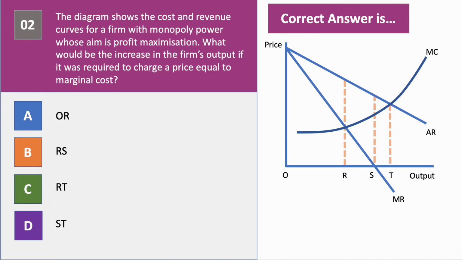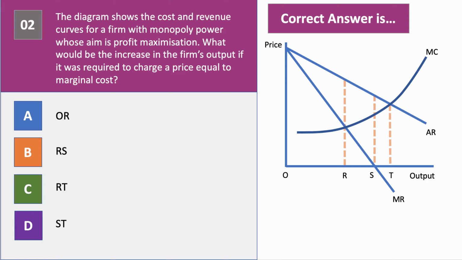Here's question 2. The diagram shows the cost and revenue curves for a firm with monopoly power whose aim is profit maximization. The question is, what would happen to the firm's output if it was required to charge a price equal to marginal cost, as we discussed in the previous question? Please press the pause button, have a go at the question, and come back to me when you're ready.